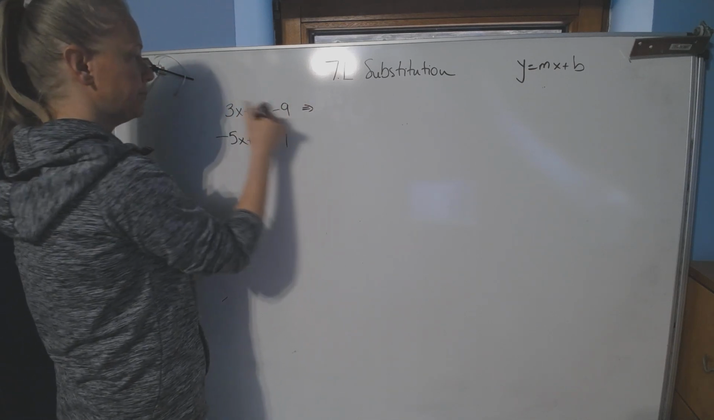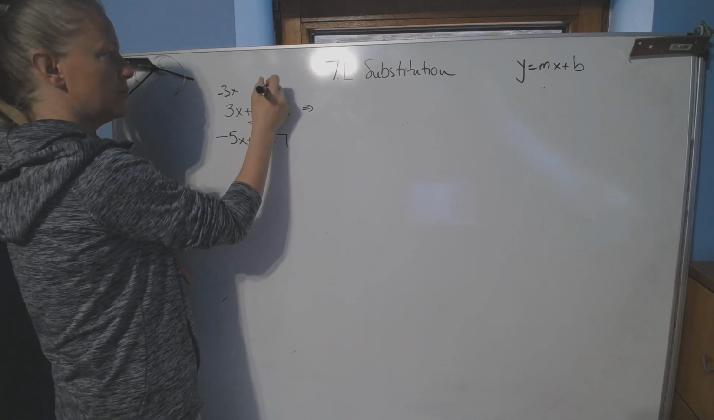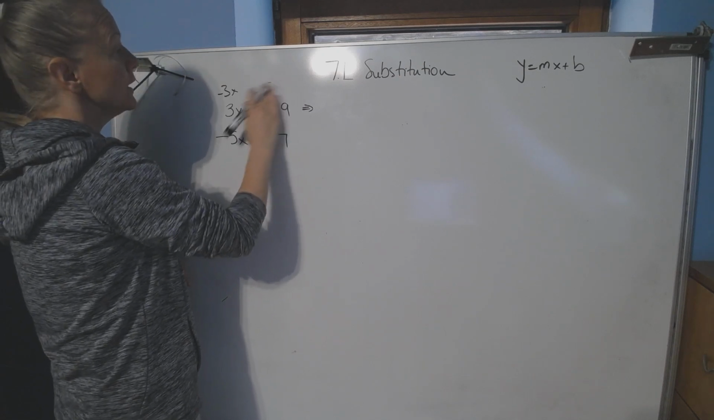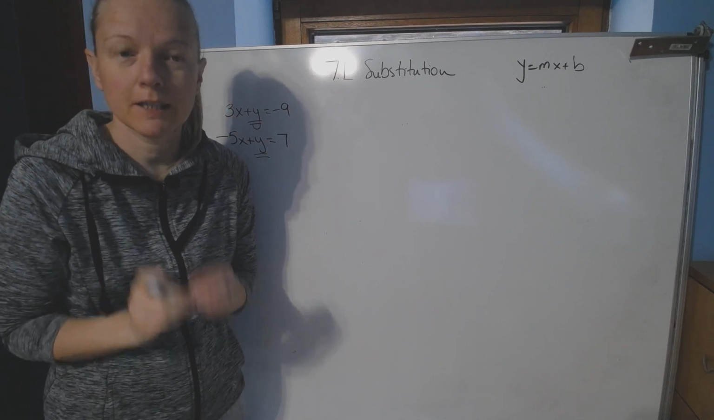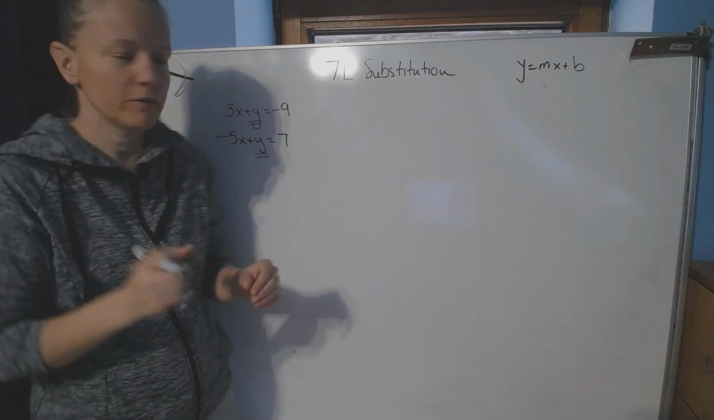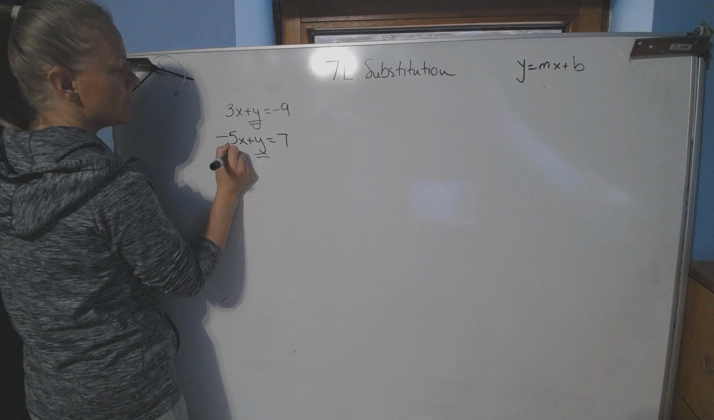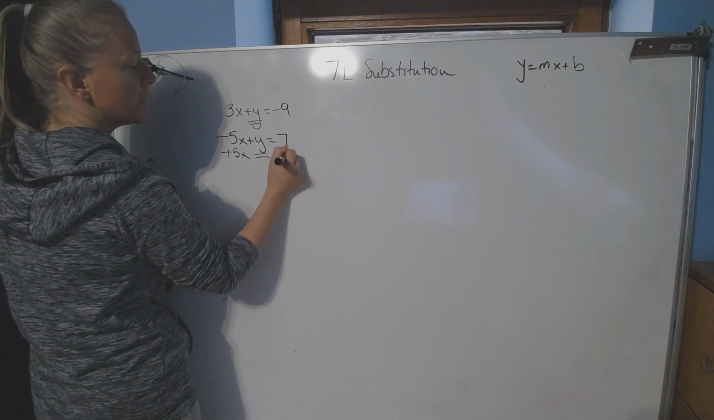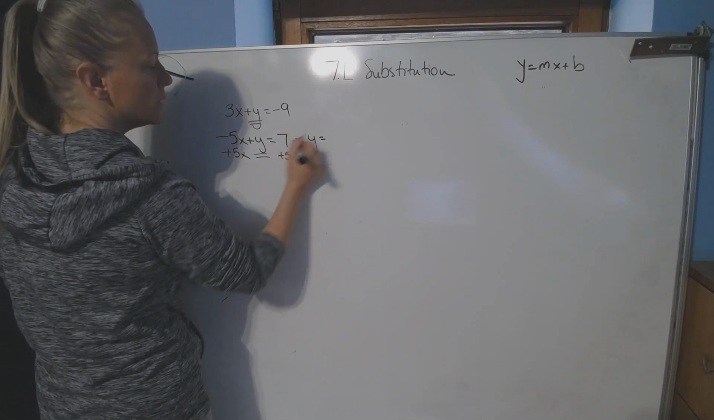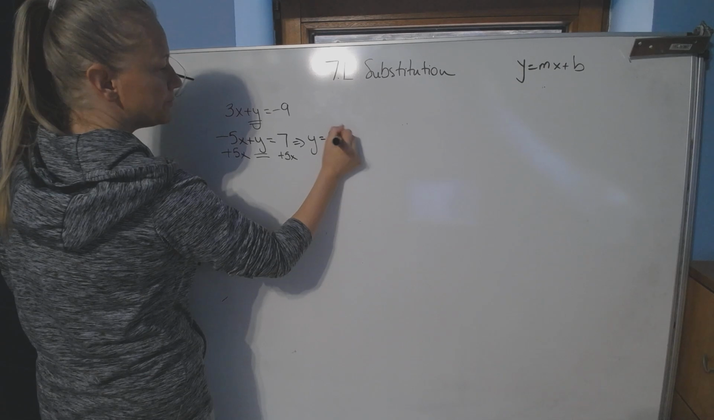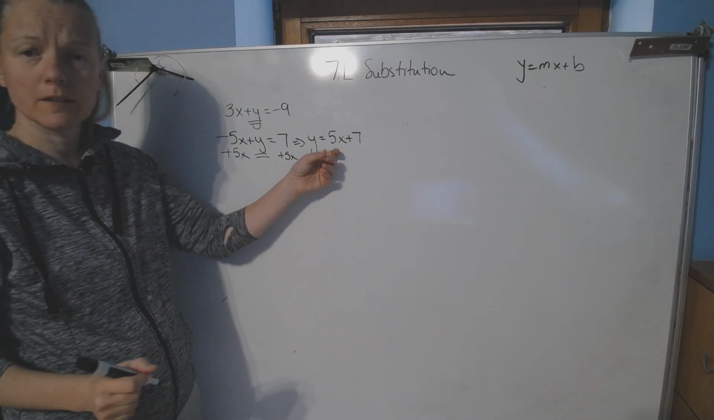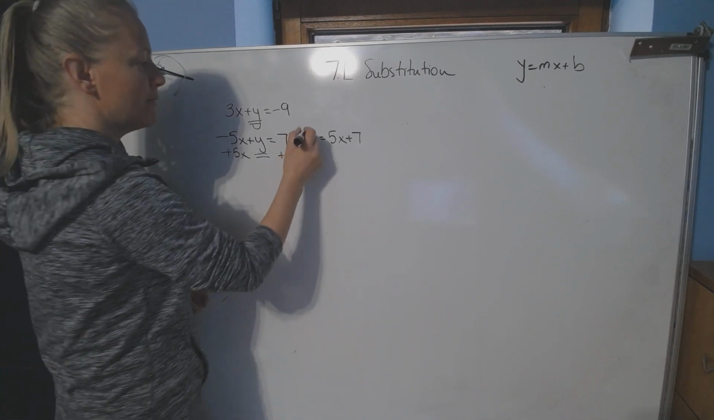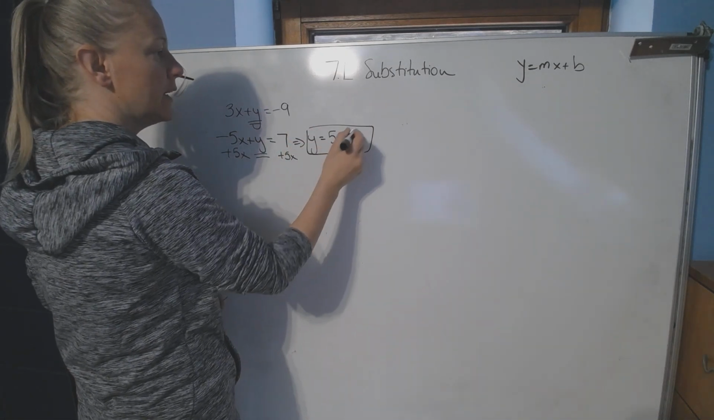I'm going to say minus 3x minus 3x. Actually, no, don't do it that way. And here's why. You don't want to work with negative numbers unless you have to, right? We went through this over and over again. If I just add 5x on the other side, I end up with y equals 5x plus 7, which makes this all positive numbers. I now have my y very well defined.